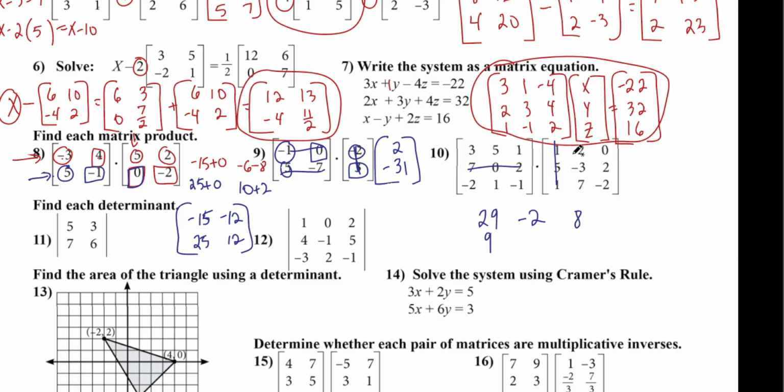Then we do it to the second column. 7 times 2 is 14. 0 times -3 is 0. 2 times 7 is 14. You add all those up, and you get 28. Then you take that second row and multiply it by the third column. All right, you getting the hang of this? All right, so 7 times 0 is 0. 0 times 2 is 0. 2 times -2 is -4, and that gives you -4.